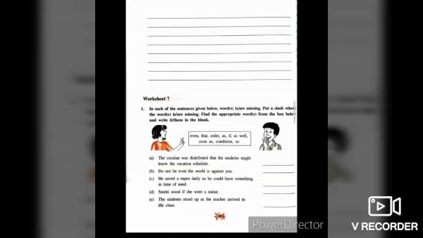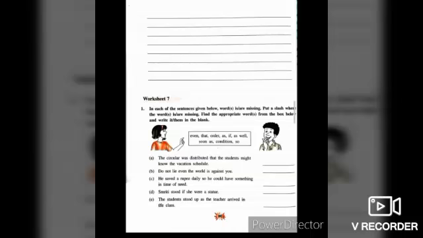Like the first one is the circular was distributed that the students might know the vacation schedule. Here, after the circular was distributed, there you will put a slash, so that the students might know the schedule. Next is do not lie even the word is against you. In this sentence, do not lie even if the word is against you. So after even you will put a slash.